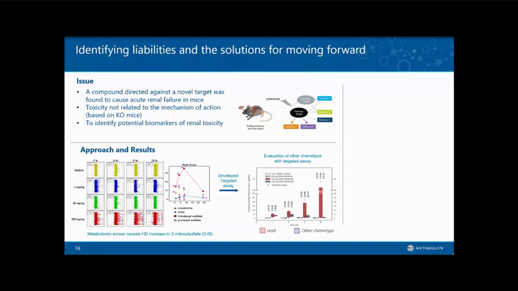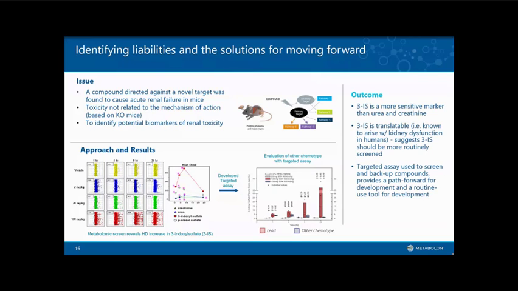You can still see really high levels of this molecule, 3-indoxyl sulfate, but with other chemotypes, you see that effect isn't quite present. So this really gives them a practical way to use this initial finding. But initially, it was really finding a more sensitive biomarker than what are traditionally used. That was really key. This marker actually has a lot of translatability as well.